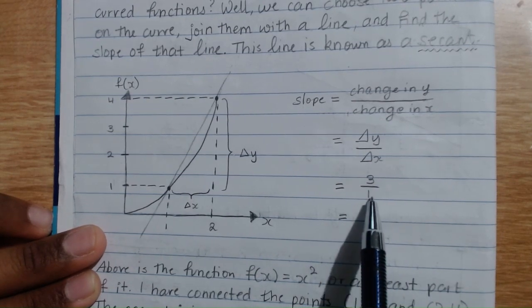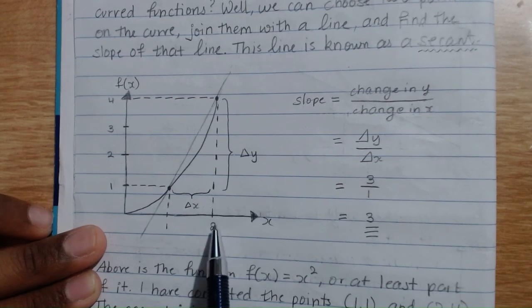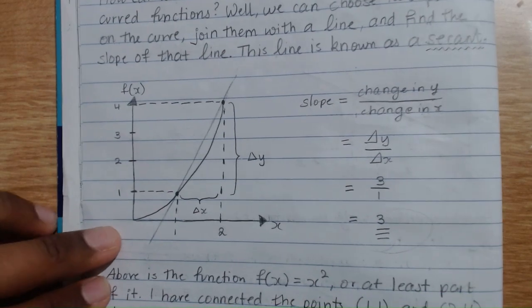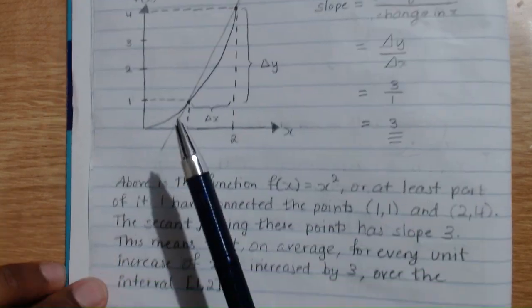That's 3. And then I got this 1 from 2 minus 1, which is the difference between the two x values. And I got a slope of 3. Now, what does the slope of 3 actually mean? Well, let's check it out.